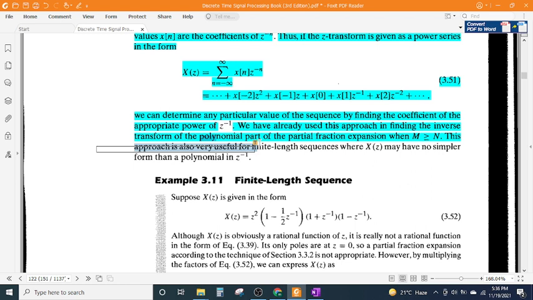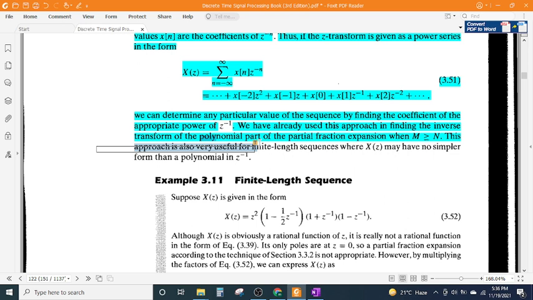However, by multiplying the factors of Eq. 3.52, we can express X(z) as X(z) = z^2 - (1/2)z - 1 + (1/2)z^-1. Therefore, by inspection, x[n] is seen to be 1 for n = -2, -1/2 for n = -1, -1 for n = 0, 1/2 for n = 1, and 0 otherwise. Equivalently, x[n] = delta[n+2] - (1/2)delta[n+1] - delta[n] + (1/2)delta[n-1].